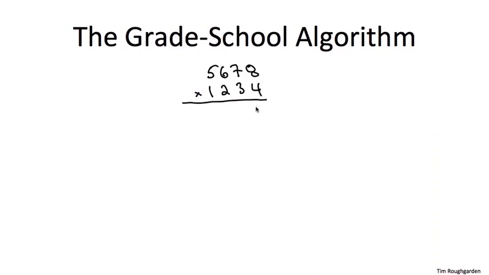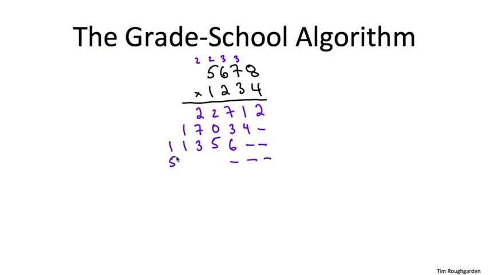So, 4 times 8 is 32, write down the 2, carry the 3, 4 times 7 is 28. With the 3, that's 31, write down the 1, carry the 3, and so on. When we do the next partial product, we do a shift. Effectively, we add a 0 at the end, and then we just do exactly the same thing. And so on for the final two partial products. And finally, we just add everything up.